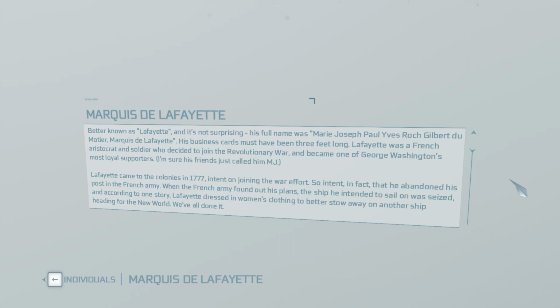Lafayette came to the colonies in 1777, intent on joining the war effort. So intent, in fact, that he abandoned his post in the French army. When the French army found out his plans, the ship he intended to sail on was seized, and according to one story, Lafayette dressed in women's clothing to better stow away on another ship heading to the New World. We've all done it.